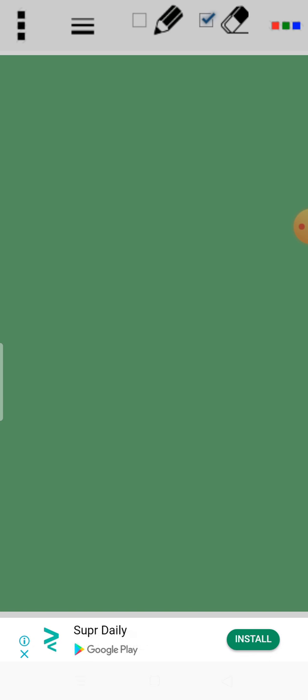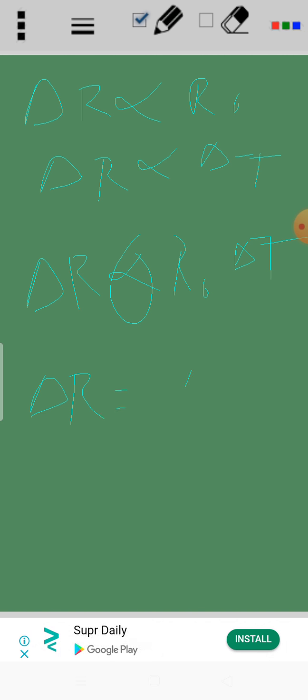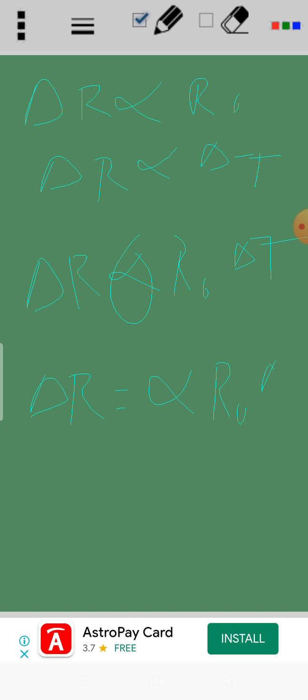So del R is directly proportional to R naught, and del R is directly proportional to del T, that is the temperature change. From these we can write del R is directly proportional to R naught into del T. To remove this proportionality, we use a proportionality constant: del R is equal to alpha into R naught into del T.